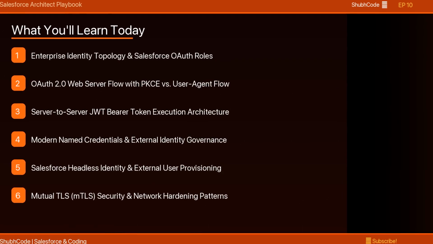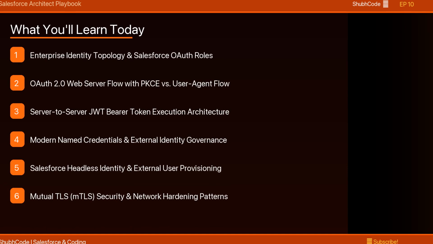Here's what we're covering today. Enterprise Identity Topology and Salesforce OAuth roles, then OAuth 2.0 Web Server Flow with PKCE versus User Agent Flow, then Server-to-Server JWT Bearer Token Execution Architecture, then Modern Named Credentials and External Identity Governance, then Salesforce Headless Identity and External User Provisioning, then Mutual TLS, mTLS, Security and Network Hardening Patterns, then Enterprise Identity Anti-Patterns and Common CTA Audit Failures, then CTA Decision Matrix, Choosing the Right Auth Flow. Stay for the last one, it's the piece most tutorials miss.